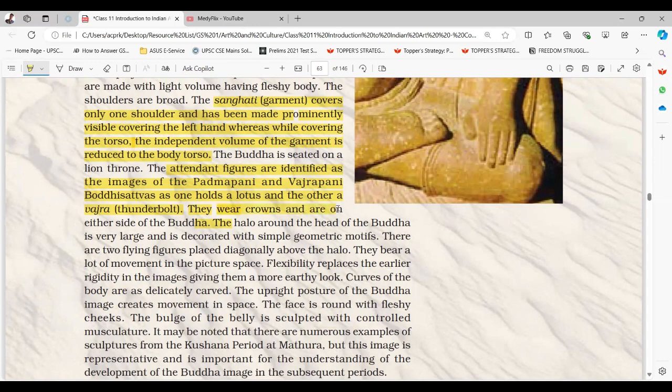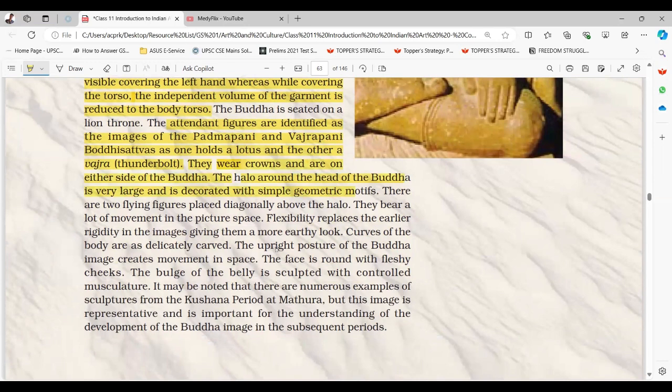The halo around the head of the Buddha is very large and is decorated with simple geometric motifs. There are two flying figures placed diagonally above the halo. They bring a lot of movement to the picture space. Flexibility replaces the earlier rigidity in the images, giving them a more earthy look. Curves of the body are delicately carved. The upright posture of the Buddha images creates movement in space.